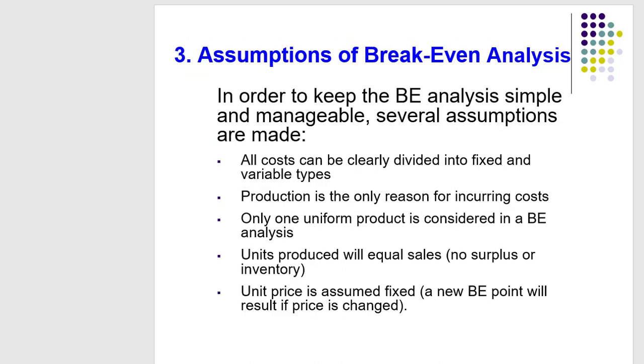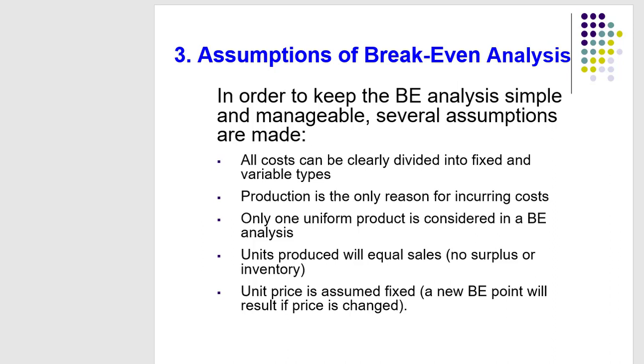So let's go over the assumptions that are implicitly or explicitly made. It's good to go over those. First assumption is that all costs can be clearly divided into fixed cost and variable cost types. Those are the two kinds of costs that we'll be dealing with. And oftentimes certain costs are not clearly identifiable as fixed or variable. So if that's the case, that limits the applicability. But if you have a clear definition of fixed and variable costs, then this analysis works without problems.